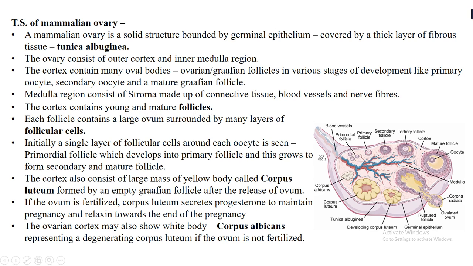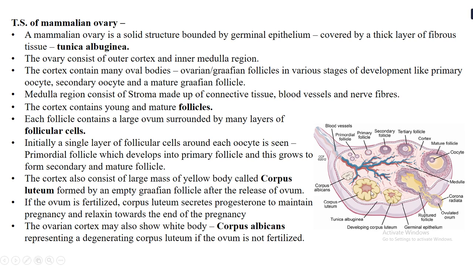Each of these follicles contains a large ovum surrounded by many layers of follicular cells. Initially, a single layer of follicular cells is seen around each of these oocytes, that is the primordial follicle, which develops into a primary follicle, and this primary follicle then grows into a secondary follicle, then the tertiary follicle, and then the mature follicle. Now the cortex also consists of a large mass of yellow bodies, which is known as corpus luteum. So these are the corpus luteum present over here.